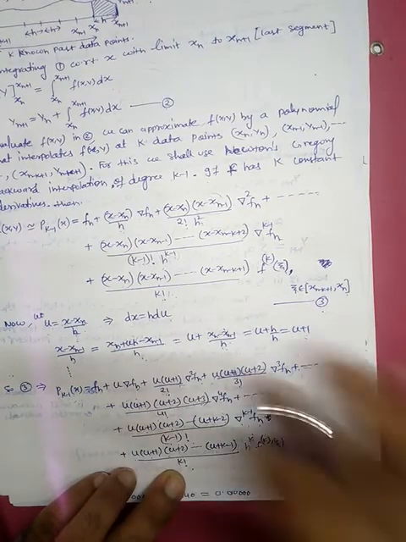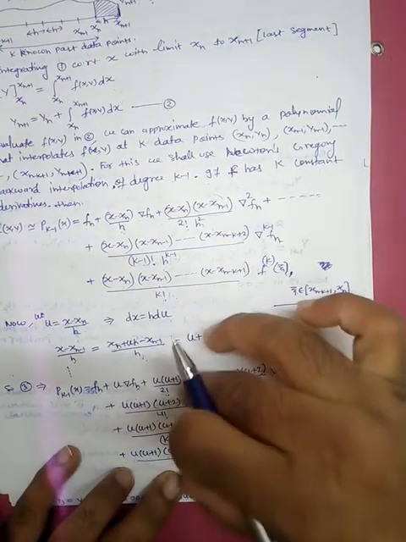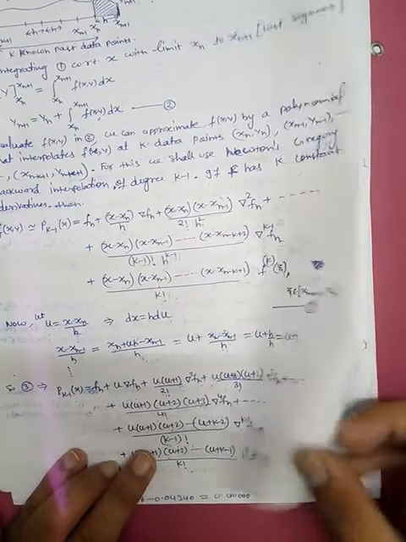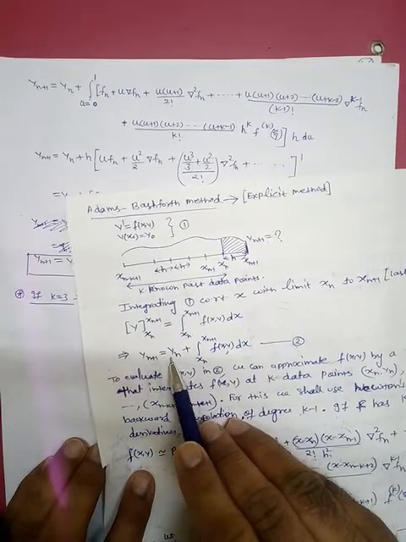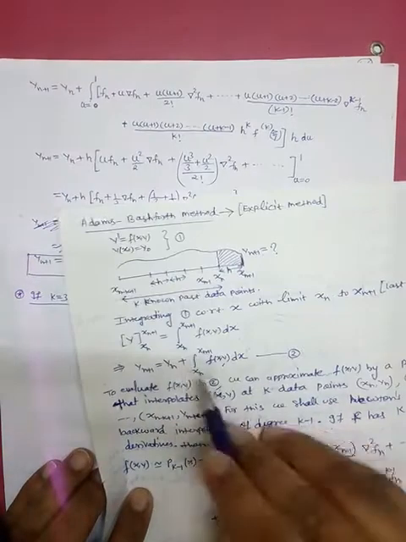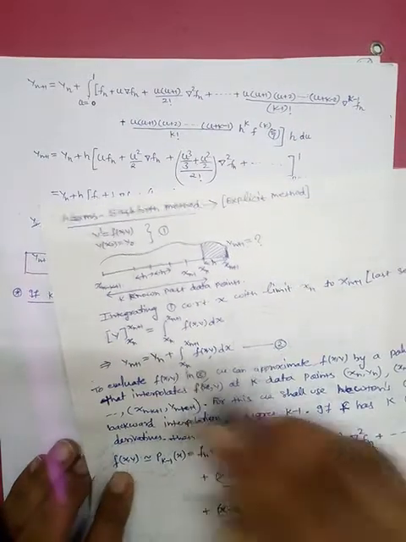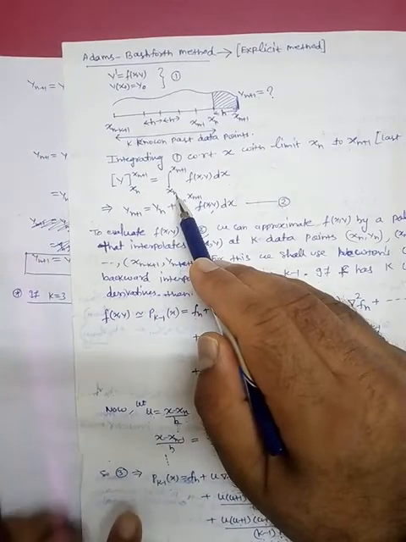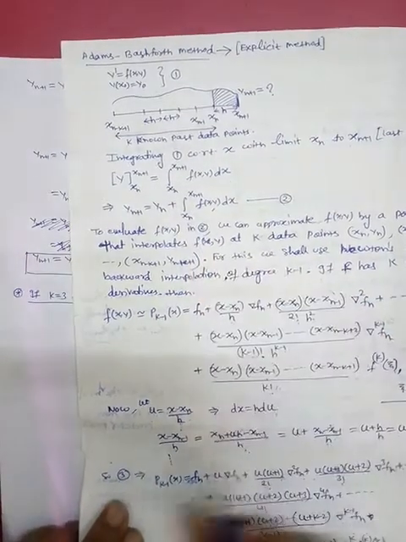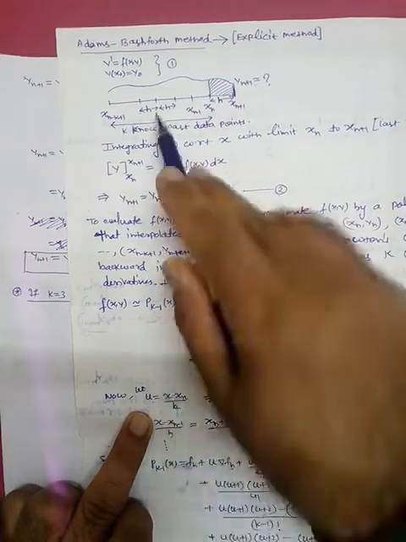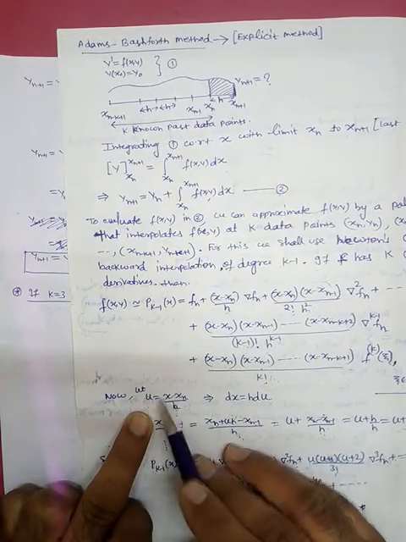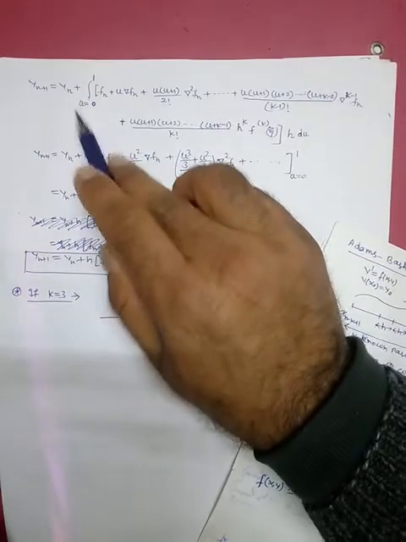Okay, so this is basically the point. Now replace this quantity here, put it in here, and then what we will get is yn plus 1 is equal to yn plus this integral. And now when you put the lower limit x equal to xn, then xn minus xn will be 0. That's why the lower limit will be 0.